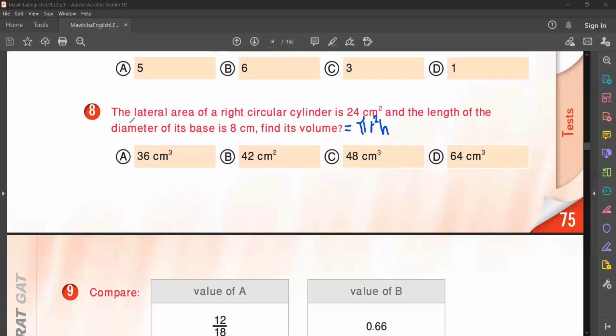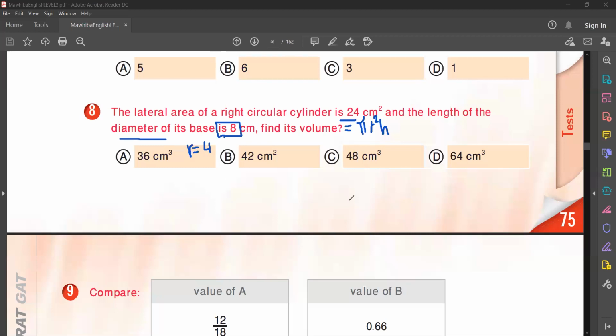Okay, the lateral area of a right circular cylinder is 24 pi, and the length of the diameter, yes, I have the diameter, but I don't need the diameter. I need the radius. What is the radius? Can you write? Because the diameter is 8, so the radius equals what? Divided by 2, yes, right. Radius is half the diameter. Good job, Al-Hassan. It is 4, right. So now I have the radius is 4.